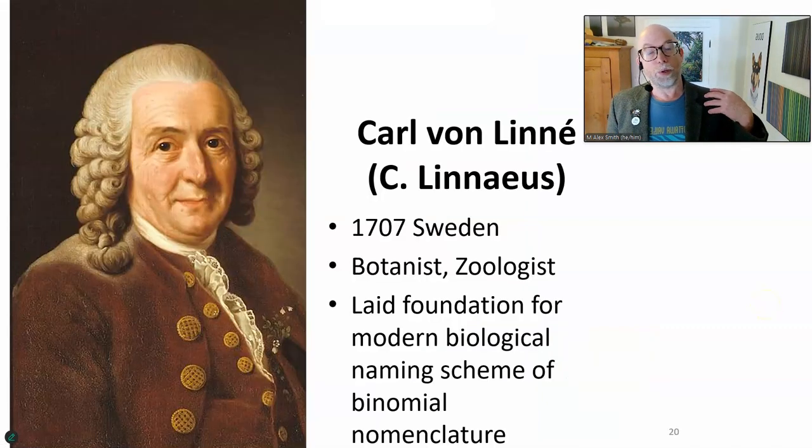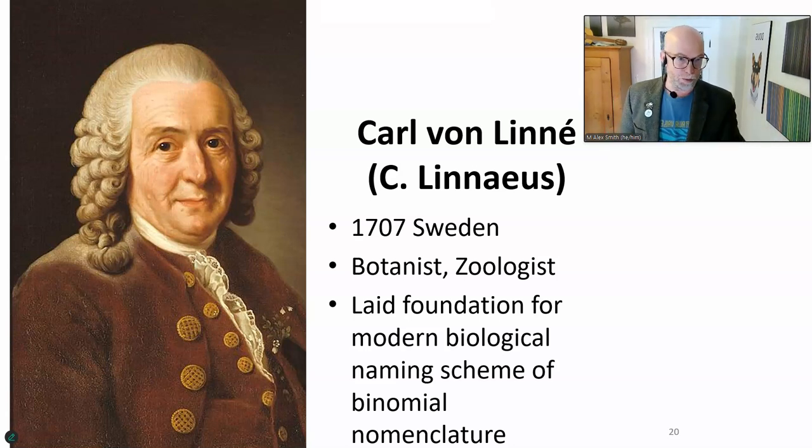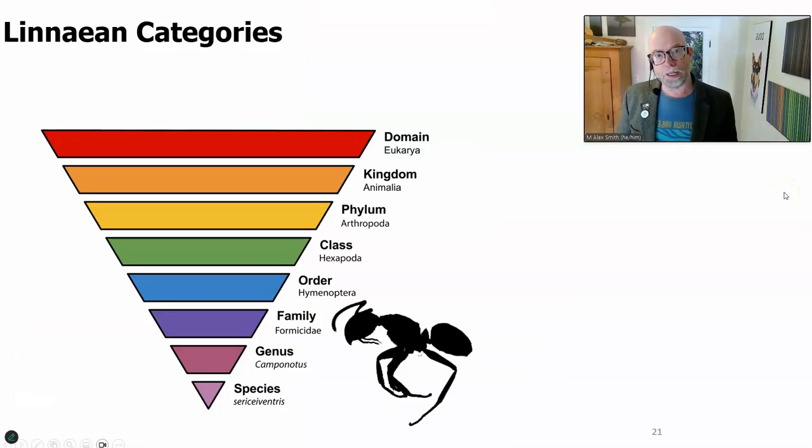Now, when we talk about phylogenetic systematics, when we talk about species, we are inevitably bumping into this gentleman, Carl von Linné, a Swedish botanist and zoologist who laid the foundation for modern naming 260-odd years ago in Sweden. So this is Linnaeus. Kingdom, phylum, class, order, family, genus, species, right? These are the Linnaean categories.